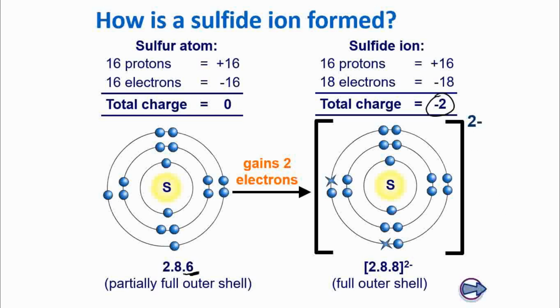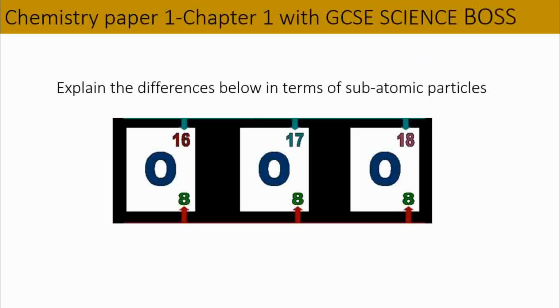Still an anion, okay? So hopefully from that you can see how ions are formed, because they have differences in protons and electrons and therefore they have a charge, okay? Good. Let's move on.